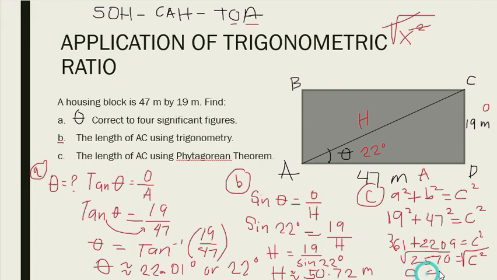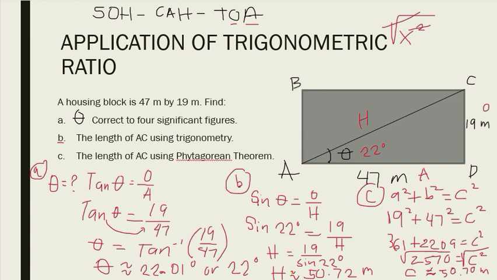So therefore c is equal to 50.70 meters. As you can see, this is approximately the same. If we round this off to a whole number, this will give us both 51 meters. So that is our answer for the application.